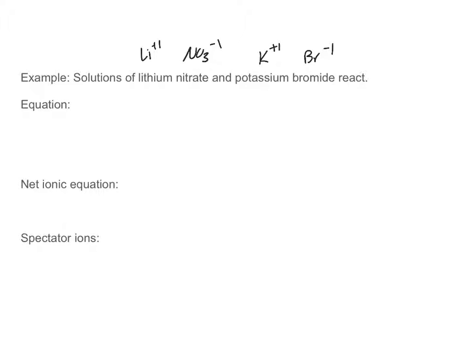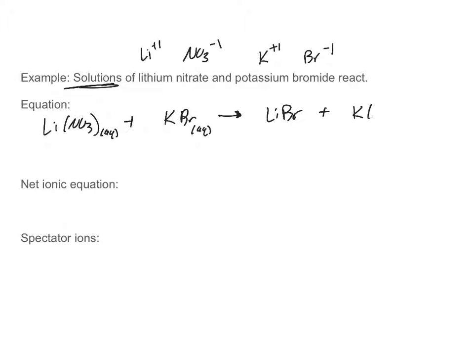So I'm going to write my reaction, which is LiNO3, and because I'm told it's a solution, it's aqueous, plus KBr, and because that's a solution, it's aqueous, will react to form, because it's a double replacement reaction, LiBr, which I don't know if it's aqueous, and KNO3, and I don't know what state of matter that is. So now I'm going to start going through my solubility rules.